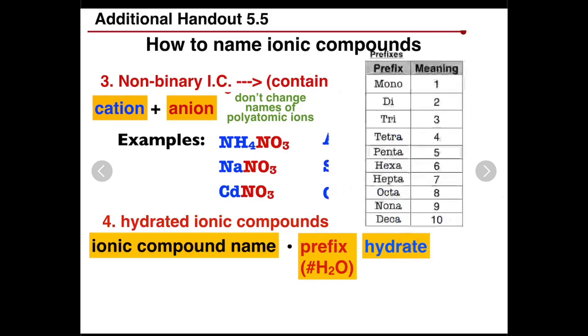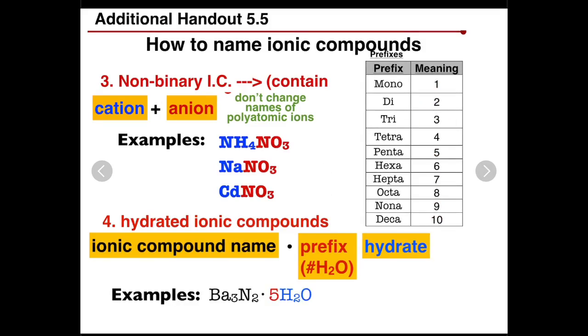These are the prefixes that you will need to know. These prefixes will be given on the exam, but if you are familiar with them, it's going to make your life easier later on in the chemistry series. Mono means 1, di means 2, tri means 3, tetra 4, penta 5, hexa 6, hepta 7, octa 8, nona 9, deca 10. You specify how many water molecules there are using those prefixes.